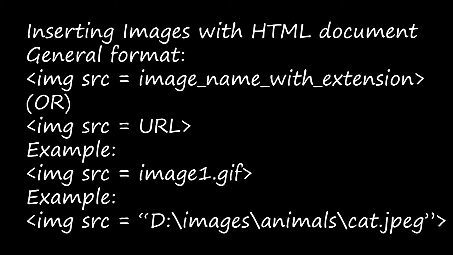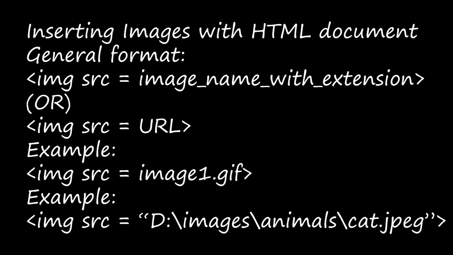If that image is not in the folder in which the HTML file is there, you have to give the path of the file. That means if it is in the D drive, you give D colon slash, then the images folder, then slash, then if it is inside the animals folder, animals, and so on. You give all the folder names separated with a slash, and at last you give the image name with the extension. Then you will be able to display the image in the output.